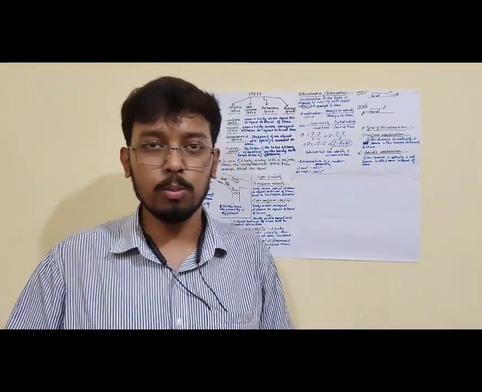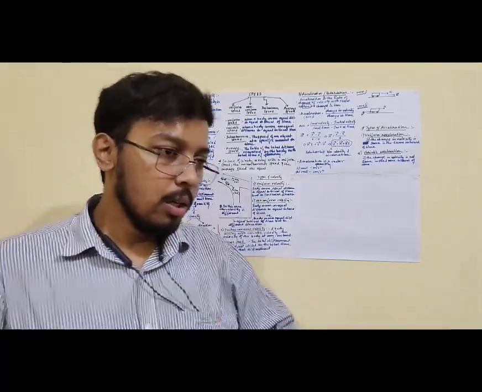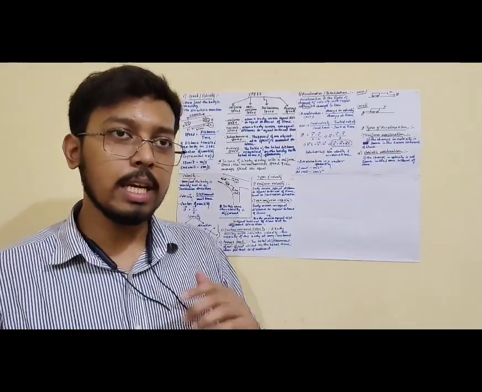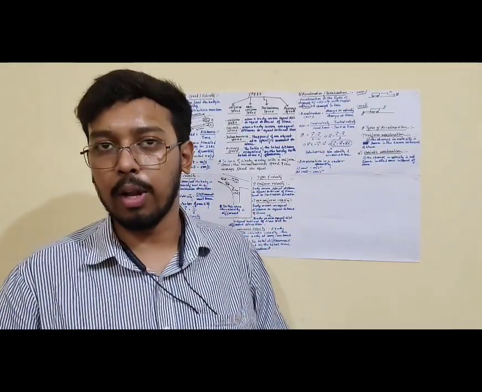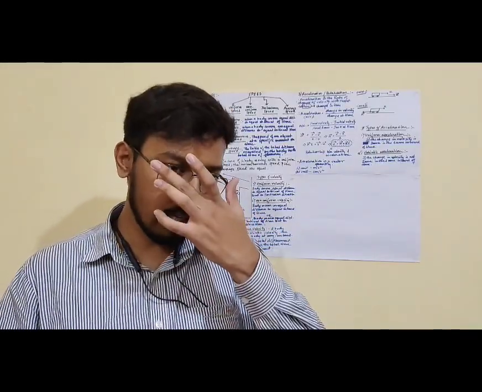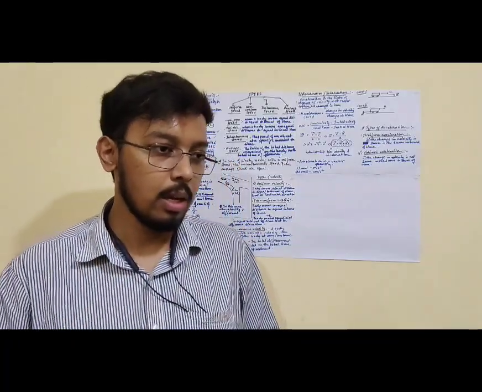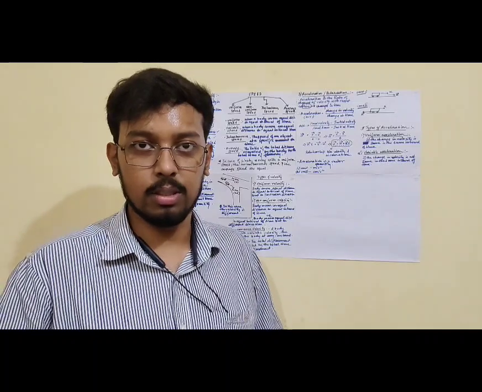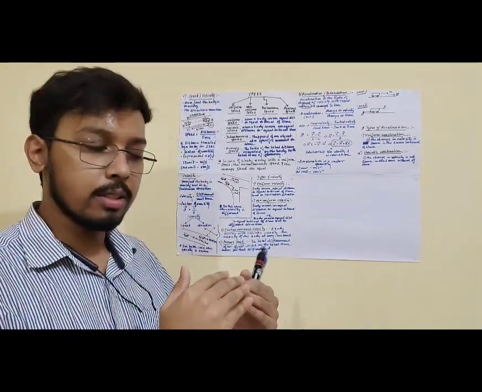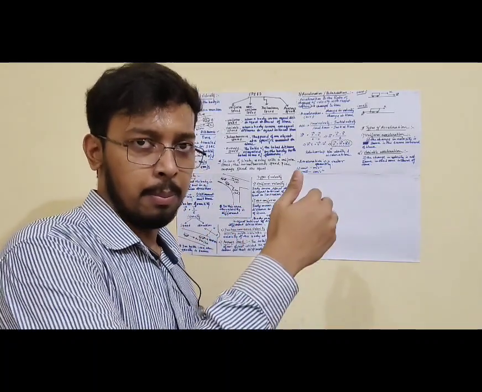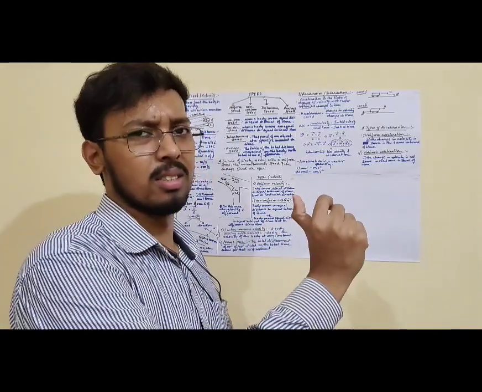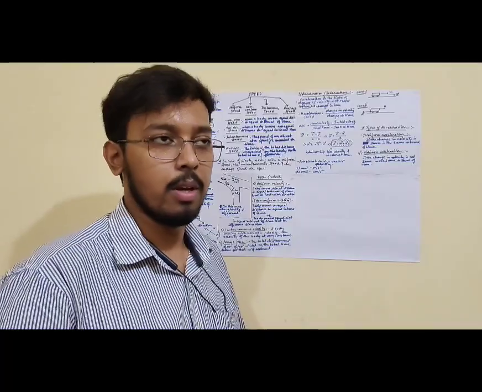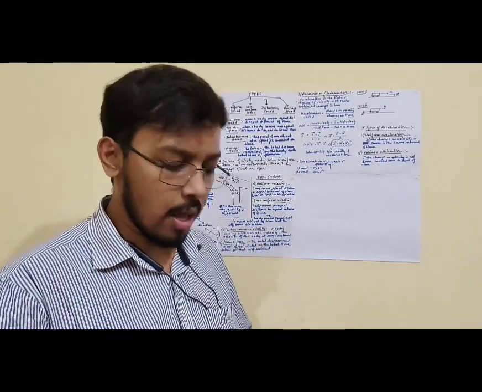Now what is uniform speed? When a body covers equal distance in equal intervals of time, then we say that the body is in uniform speed. For example, a ball rolling on a frictionless surface. On a frictionless surface, at every moment the body covers equal distance, so we say that the body is in uniform speed.